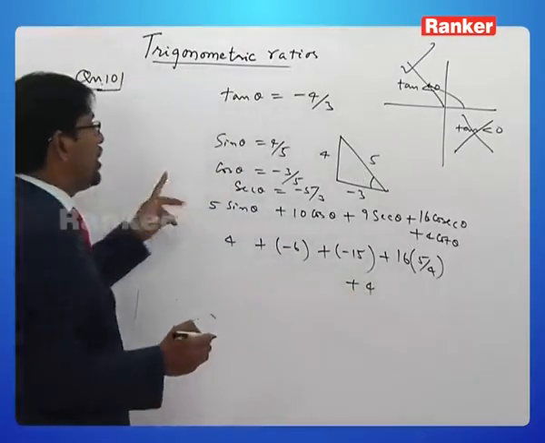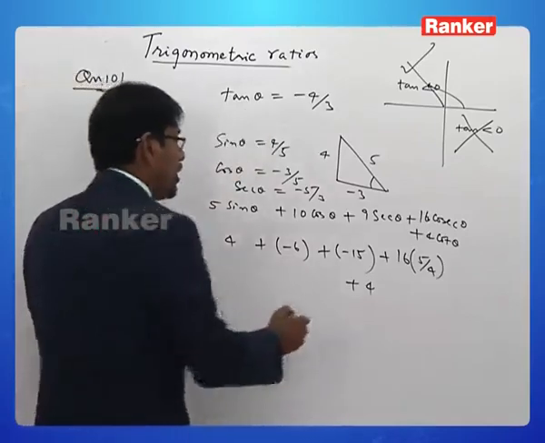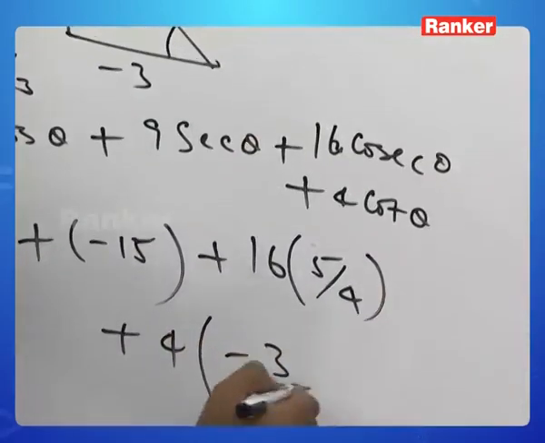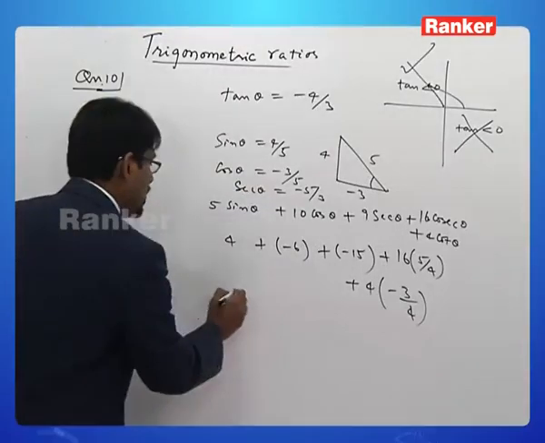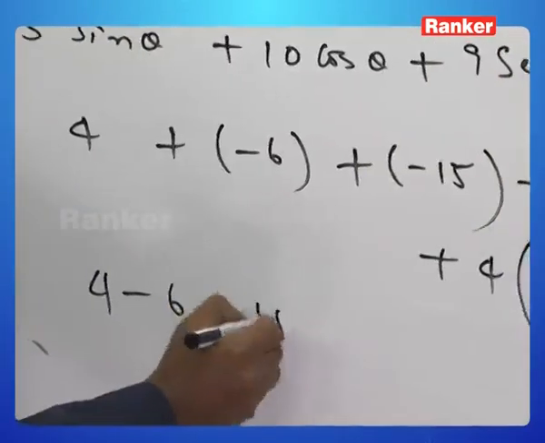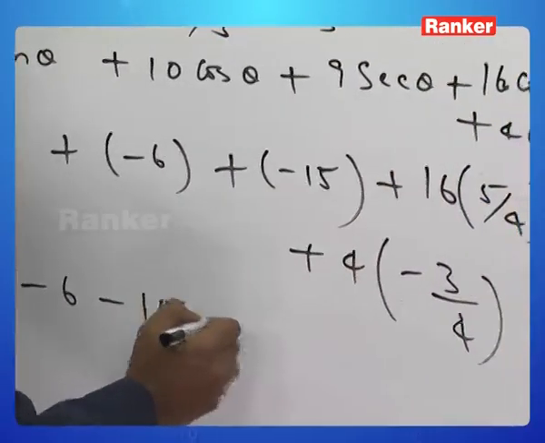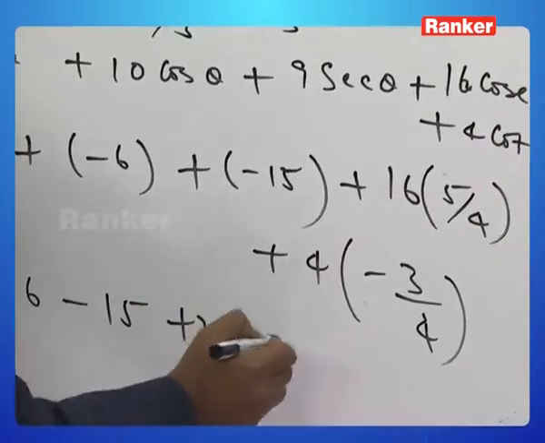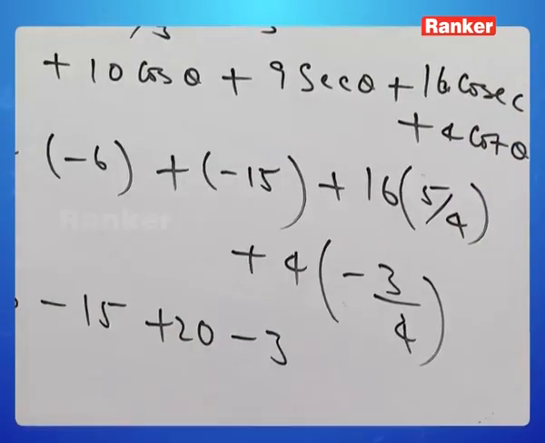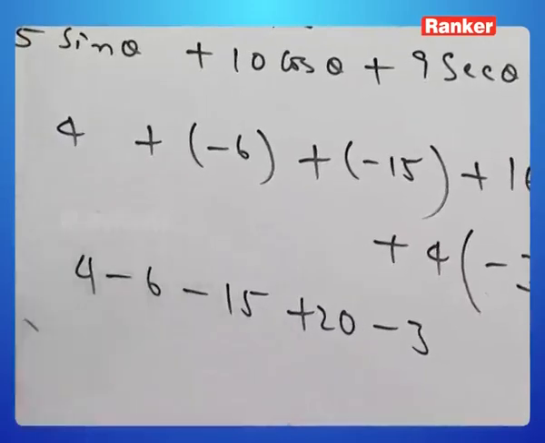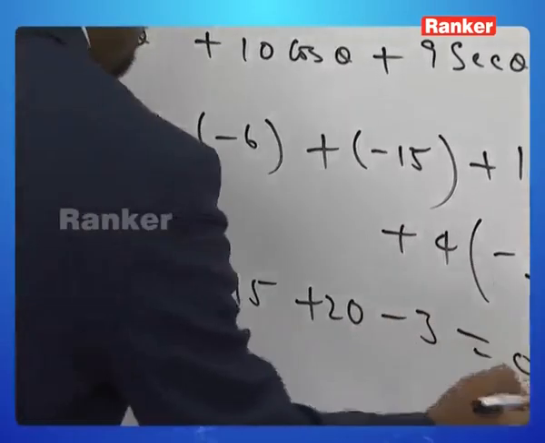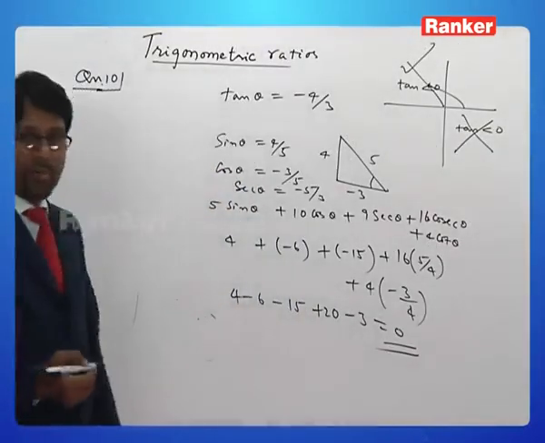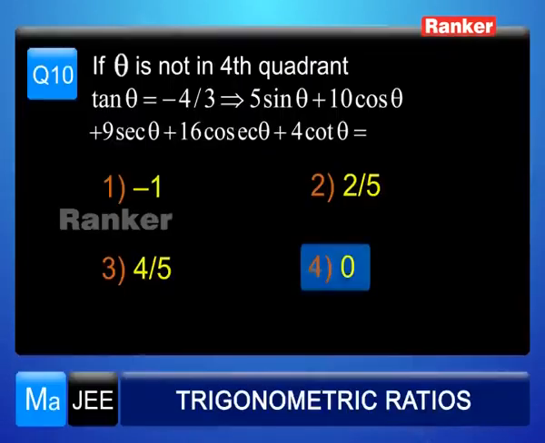What is cot theta? Tan theta is minus 4 by 3, so cot theta is minus 3 by 4. So 4 into minus 3 by 4. So what are we getting here? 4 minus 6 minus 15 plus 20 minus 3. That's clearly 24 minus 24. That's 0. Therefore, option 4 is the right answer.